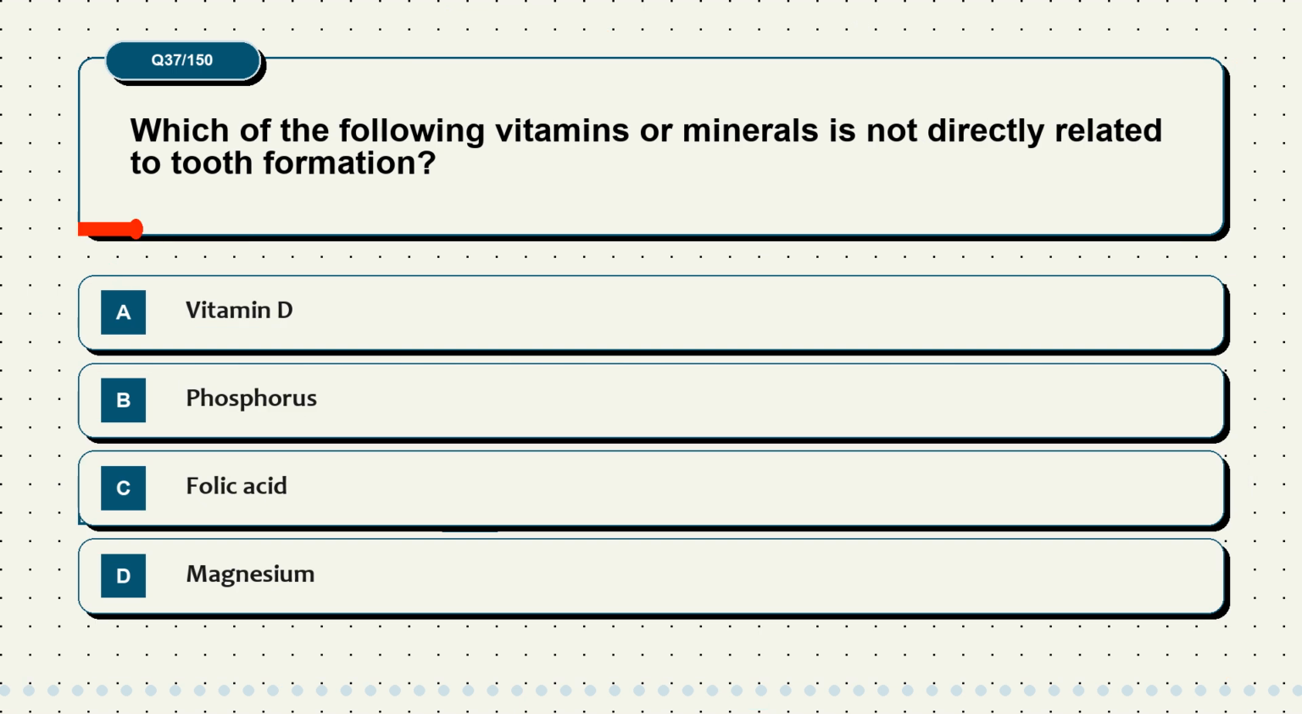Question 37. Which of the following vitamins or minerals is not directly related to tooth formation? Here are the options. Option A, vitamin D. Option B, phosphorus. Option C, folic acid. Option D, magnesium.